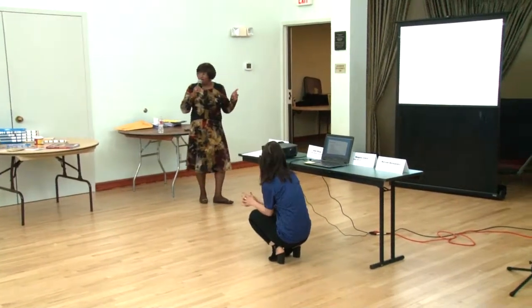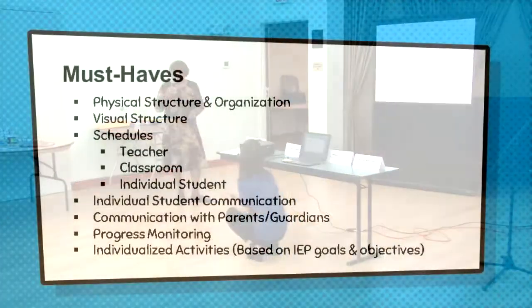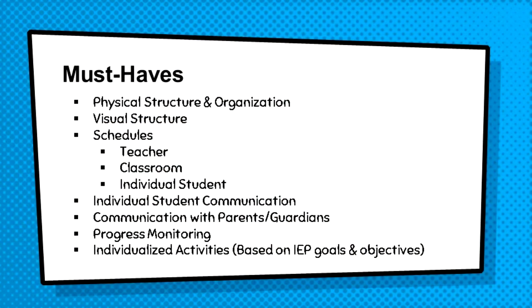These are the must-haves in ADL, FLS, and autism. Physical structure and organization: physical structure, schedules, teacher classroom and student schedule, and individual student communication. We have to have a communication system for all students. All the students must have some type of communication device if they need it, if they're nonverbal.